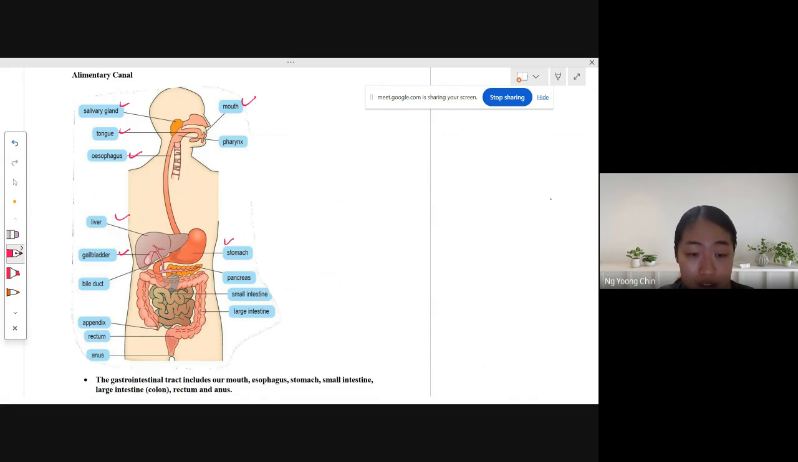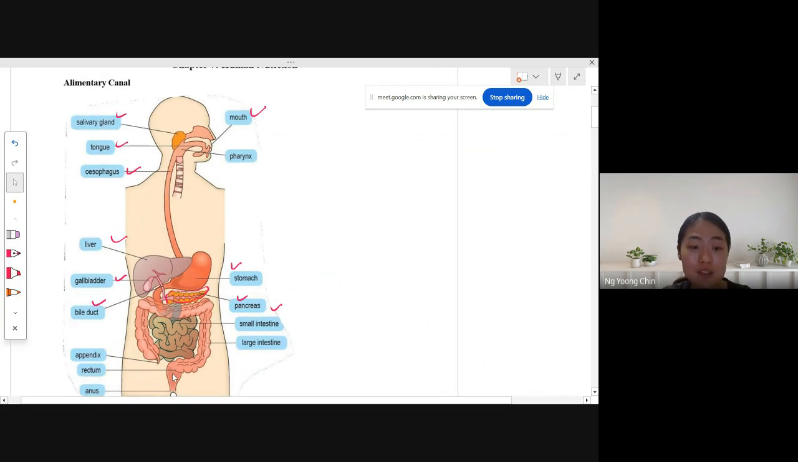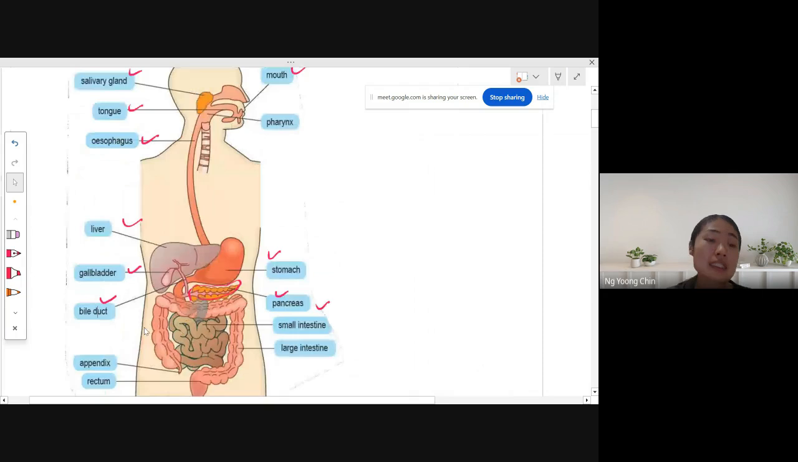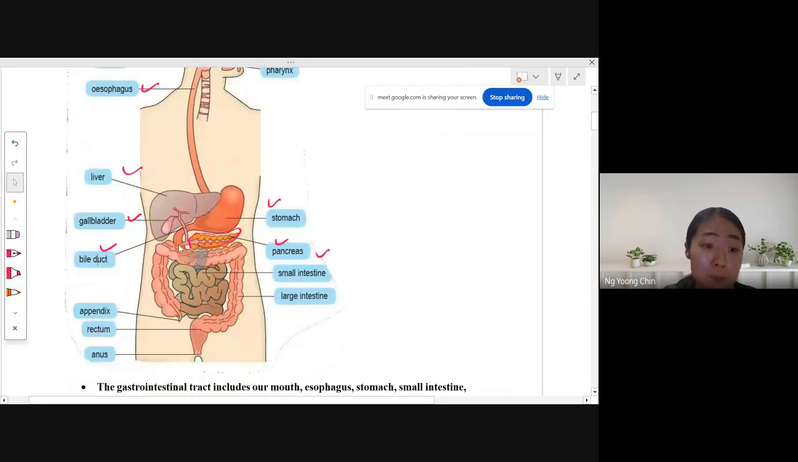and the stomach, pancreas. The pancreas is just like a small leaf, like this. And then the small intestine, and then the bile duct. Okay, there's a structure called the bile duct. A duct means you can just imagine a water pipeline in your house. So the bile duct helps to transfer the bile from the gallbladder to the small intestine, which is the duodenum, the first part of the small intestine.